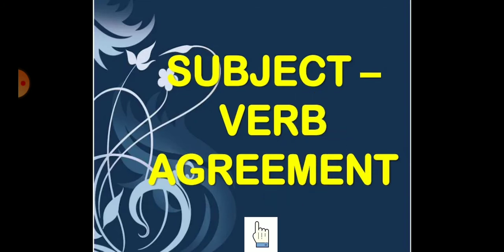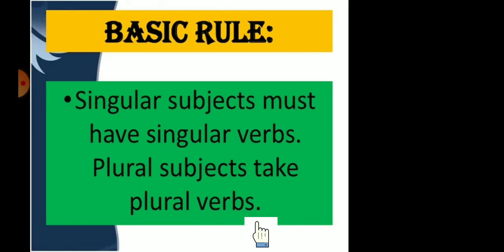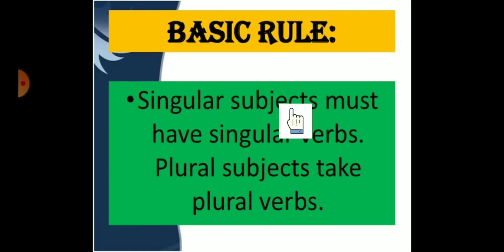Okay, students, what is the basic rule of subject and verb agreement? This is a basic rule which should be followed everywhere. The basic rule is: singular subjects must have singular verbs, and plural subjects take plural verbs. So this is what the basic rule of subject and verb agreement says.